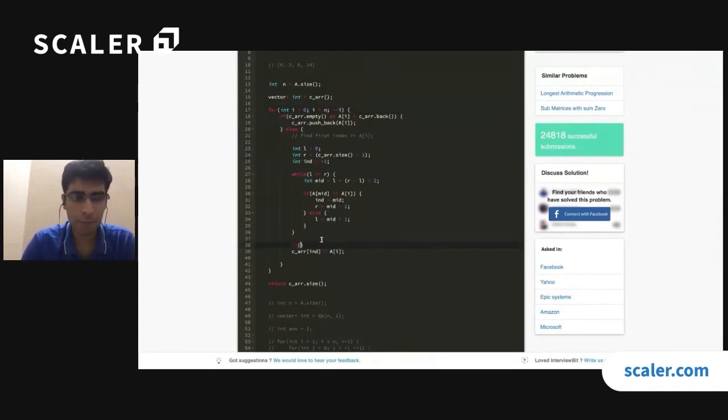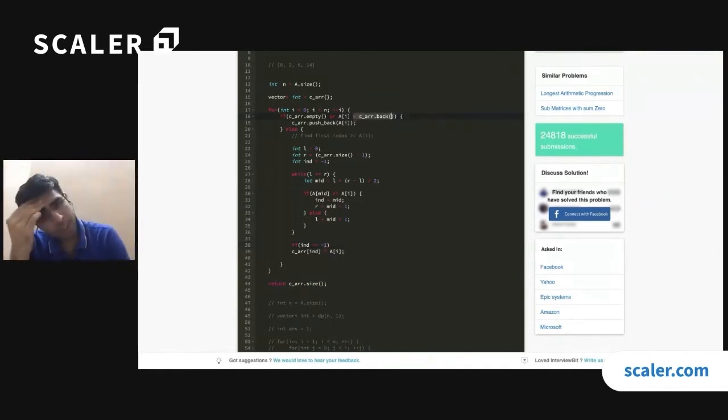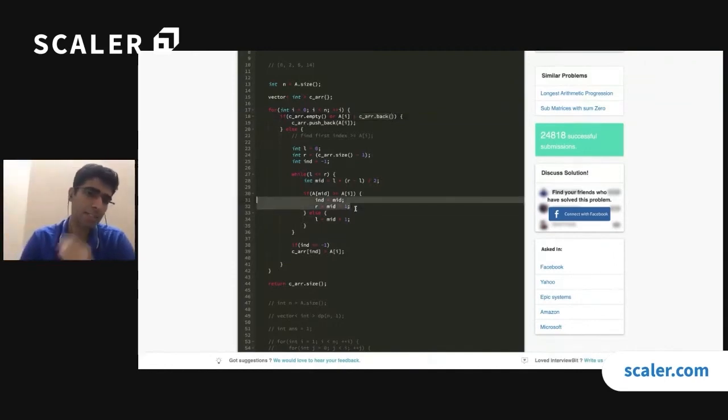So I can say if index is equal to -1, that means all the numbers in the array are smaller than that number. If index is equal to -1, when can that happen? That can happen only if all the numbers are smaller than that, because if there was any one index that was greater than or equal to AI, then I would have changed my index to that mid, right?